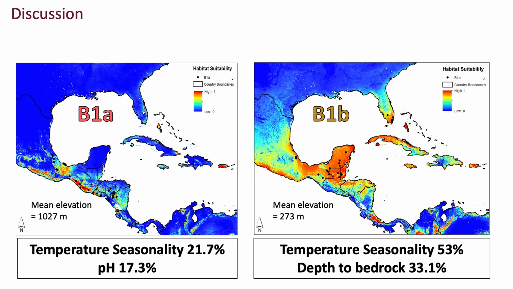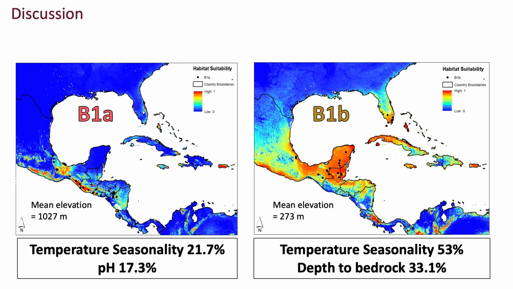The mean elevation of the specimens that we sampled is about 1,027 meters. About 84% of the occurrence points that we have for this group have elevations over 500 meters, and 56% of the occurrence data occurs over 1,000 meters. So this is, again, a moderate to high elevation lineage. Then we look at B1B. This is a lowland species where the mean elevation is about 273 meters.